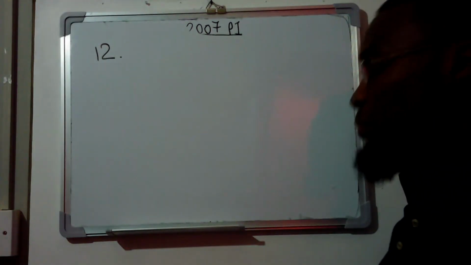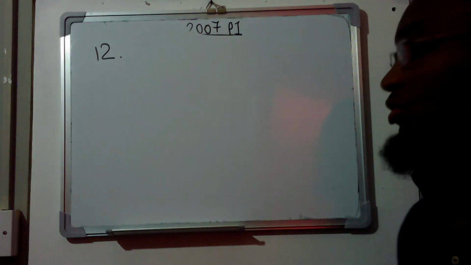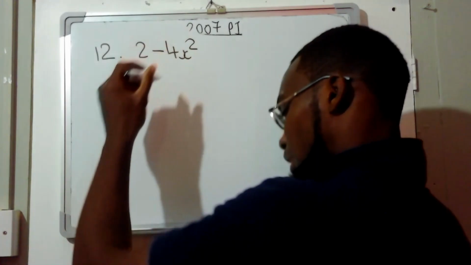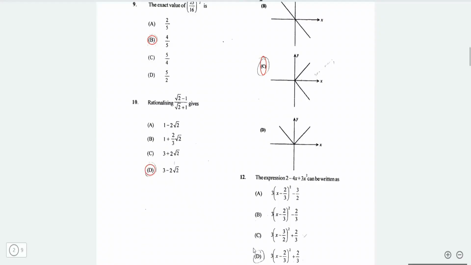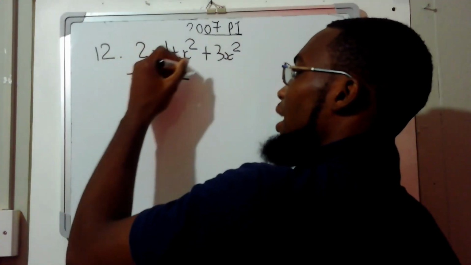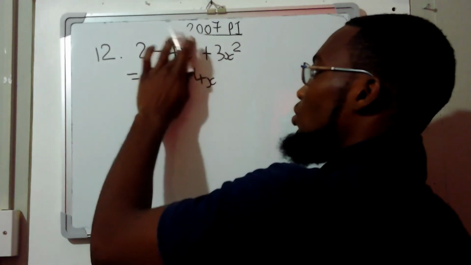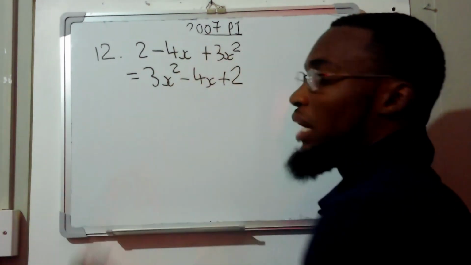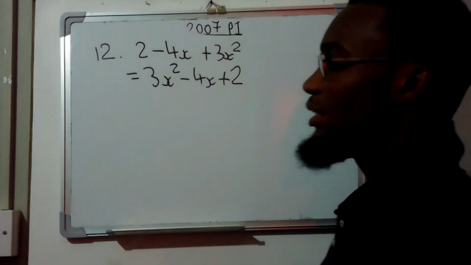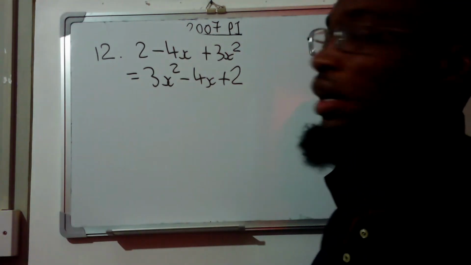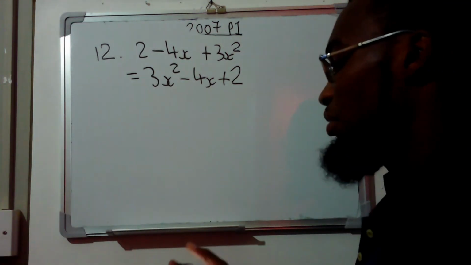Question 12 asks us to put something in the vertex form. They give us 2 minus 4x squared plus 3x squared. First thing we need to do is rewrite this as 3x squared minus 4x plus 2. By rewriting it in that form, we can easily put it in its vertex form, because now we can complete the square, or you can use the formula, whichever way you prefer.